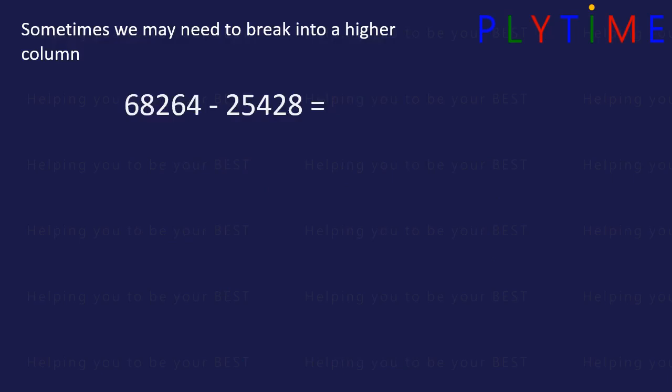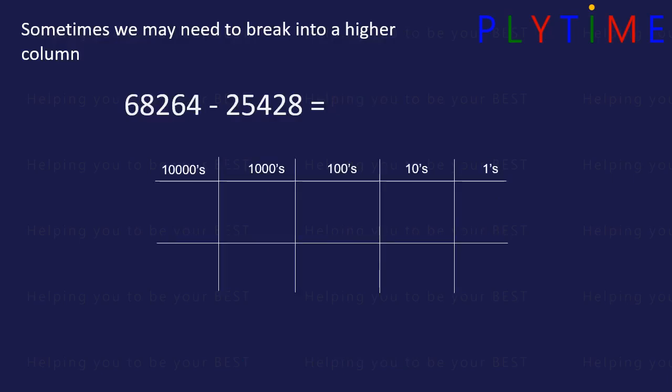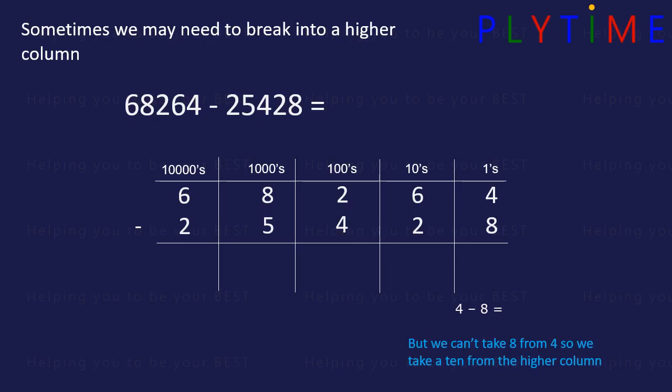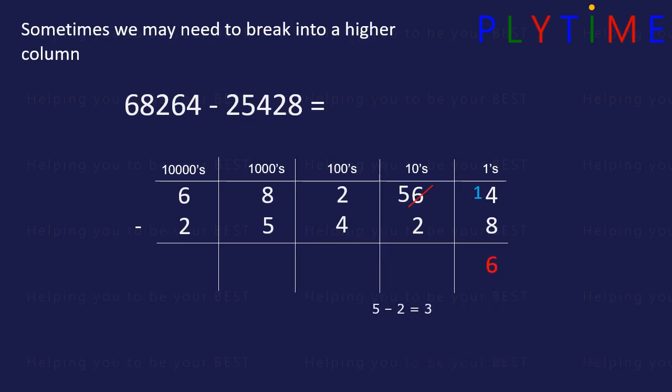What about this calculation? We write our numbers in the columns and then subtract, starting from the right. 4 minus 8. We can't take 8 from 4, so we need to exchange 1 ten from the higher column. We exchange 1 ten for 10 ones. Now 14 minus 8 equals 6. Move to the next column. 5 minus 2 equals 3.